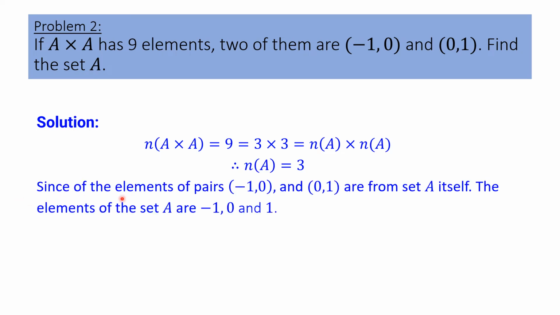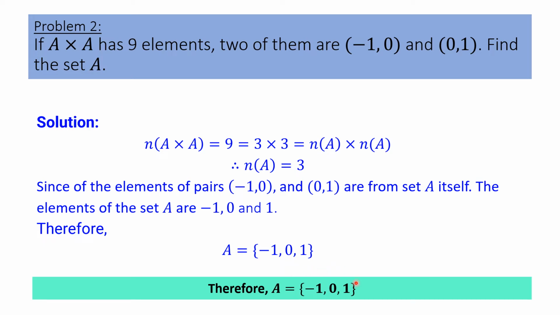Since the elements of the pairs (-1, 0) and (0, 1) are from set A itself and the number of elements in the set is 3, the elements of the set are -1, 0 and 1. Therefore, A is the set of elements -1, 0 and 1.